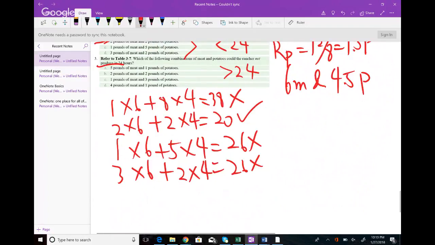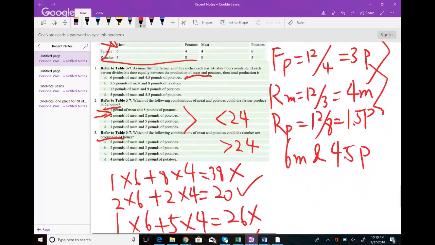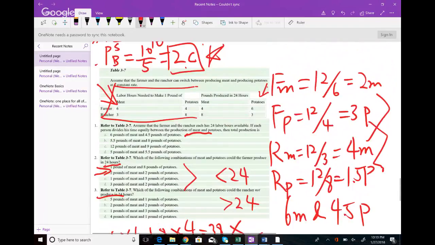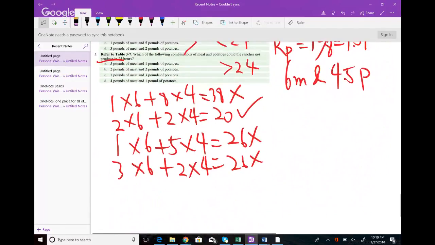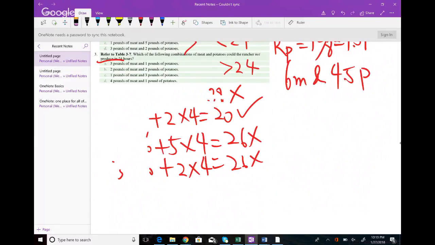Okay. So first, let me get the information first. So rancher is 3 and 8. So for rancher, let me erase this. We don't need this anymore. They're hard to erase. This is hard to erase. Should just start a new page. It's much easier.